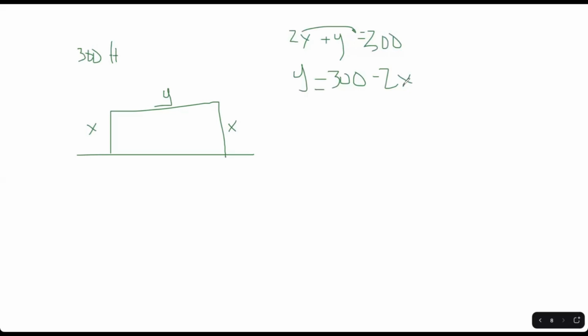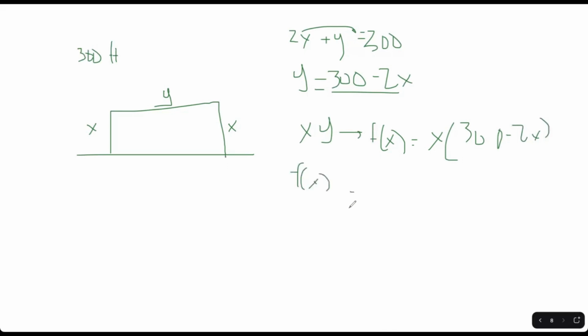Now, how do we use this? Well, we know the area of a rectangle is given by xy. So if you were to write this as a function in terms of x, what you would do is x times y, but since y is not in terms of x, you replace it with an expression in terms of x. So x times 300 minus 2x. And therefore, f of x is equal to 300x minus 2x squared if you distribute.